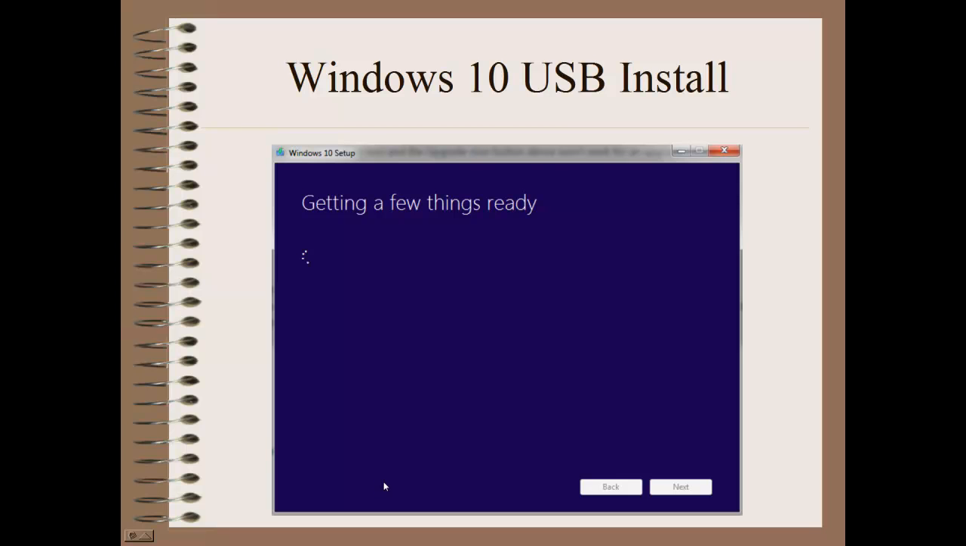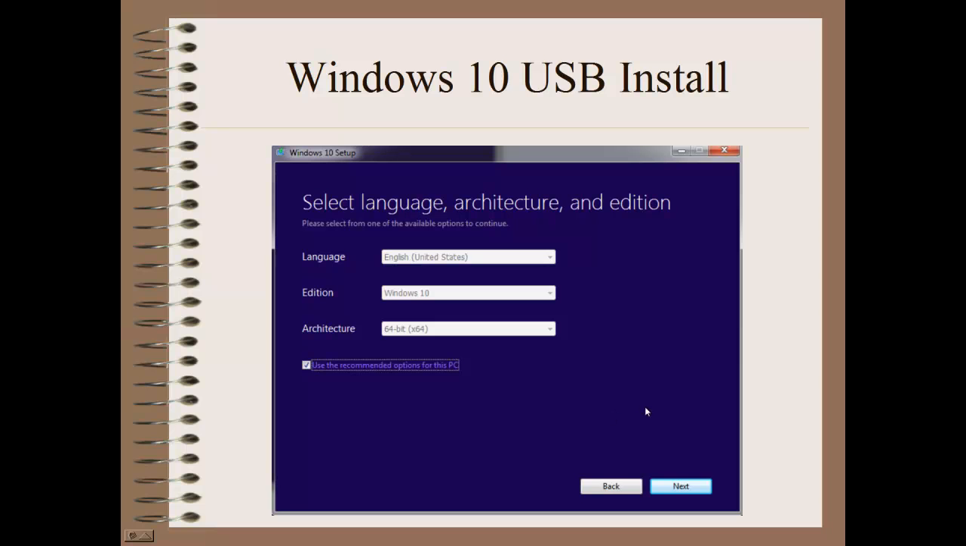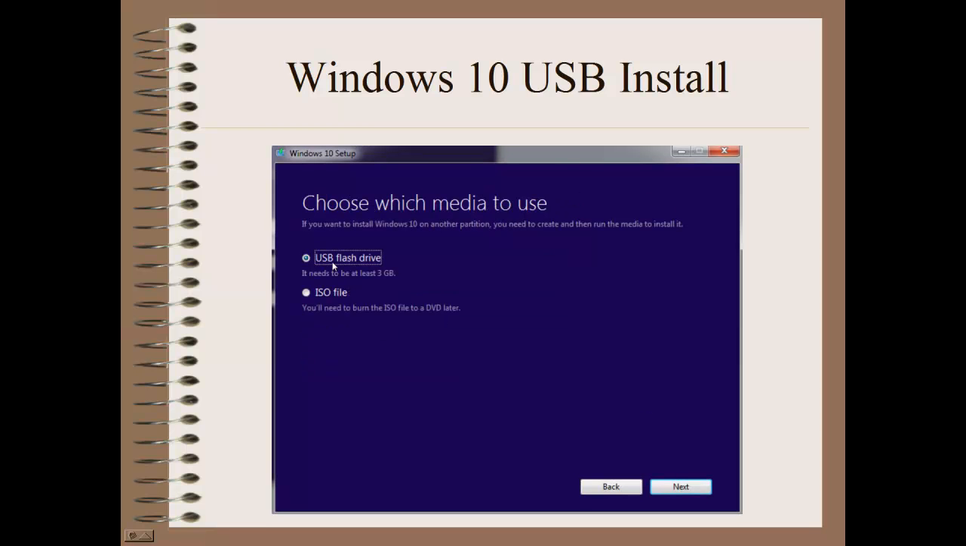This window shows up first, getting a few things ready. Once that's complete, you'll get this next window where you have a selection: upgrade this PC now or create the installation media for another PC. You want to click the second one so we can create this installation media and put it onto a USB drive. Click next. Next you'll see the language, English. The edition we're looking for is Windows 10, and the architecture I'm looking for is 64-bit. You might want a 32-bit, but I prefer the 64-bit that runs well with a lot of the applications that I'm using. Click next.